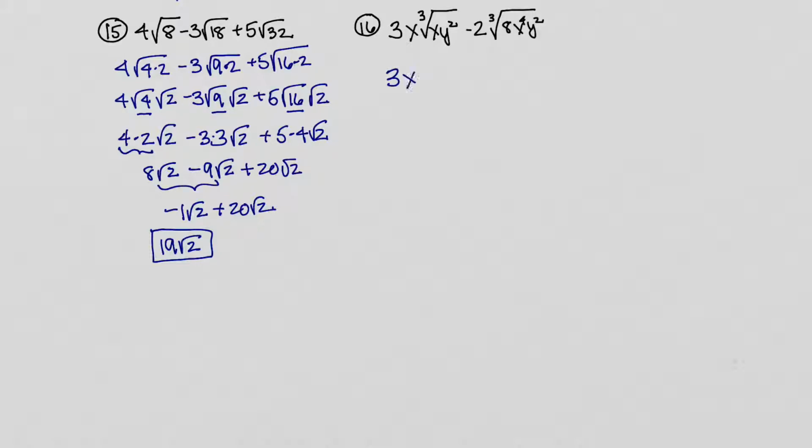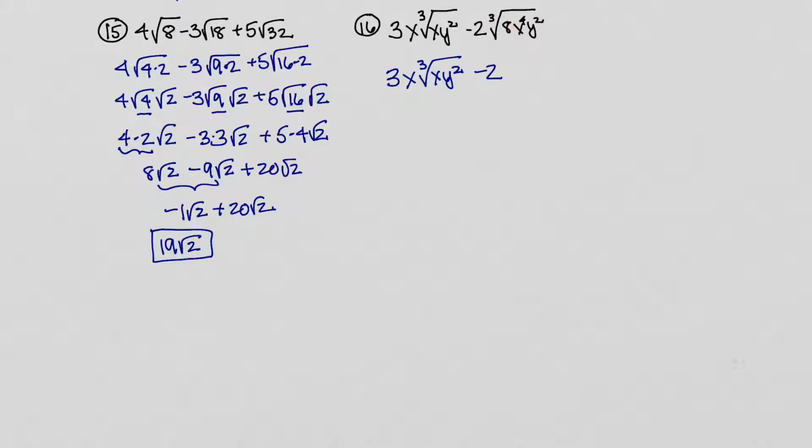We'll get 3x, and then the cube root of xy squared, right? We can't do anything more to this because the exponents are smaller than the index. So this is simplified already. But then we've got minus 2 times. Now let's see what we have here.